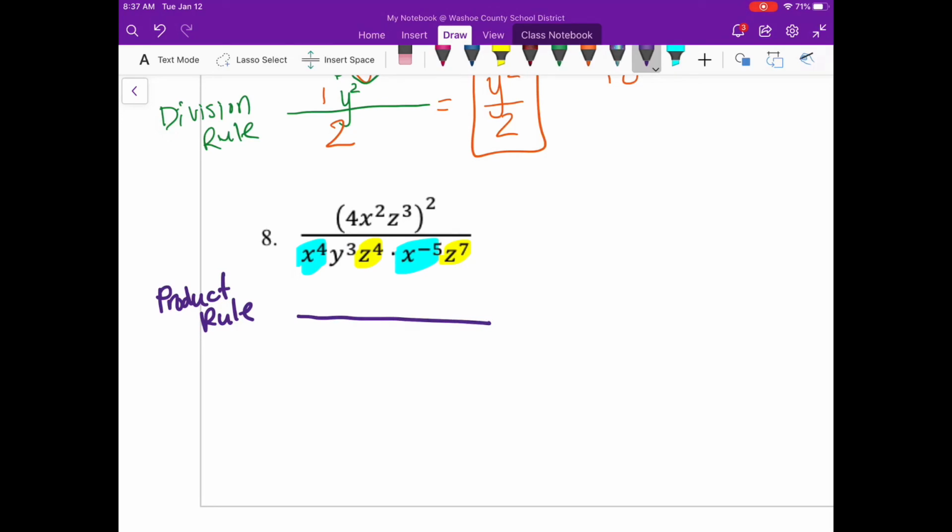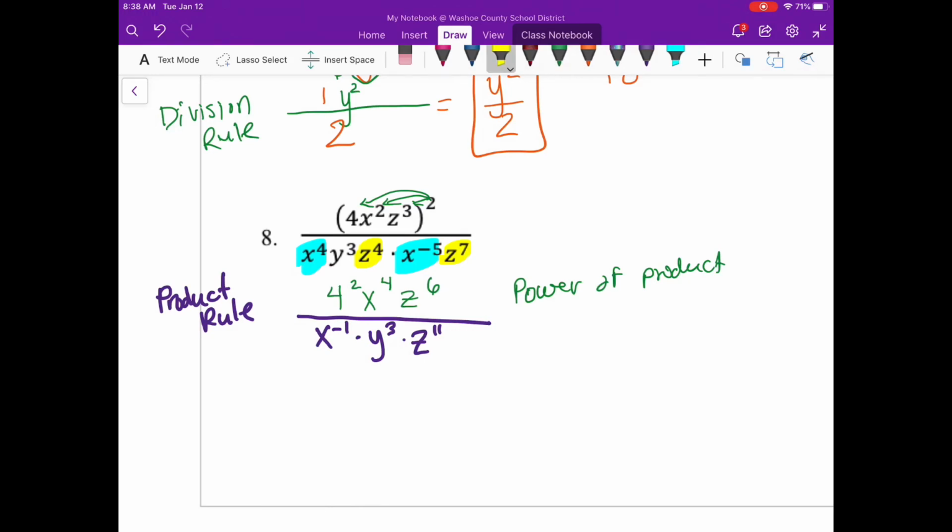All right, when I put my x's together, 4 and negative 5 gives me a negative 1. My y is still the same, it didn't combine with anything. And then my z, 4 and 7 is 11. Okay. Now, I am going to combine steps here because there's not much going on in the numerator. So in addition to this, I'm also going to use the power of a product in this step. Okay, so that means I'm going to distribute this squared to everything, giving me 4 squared, x to the 4th, z to the 6th. Okay?